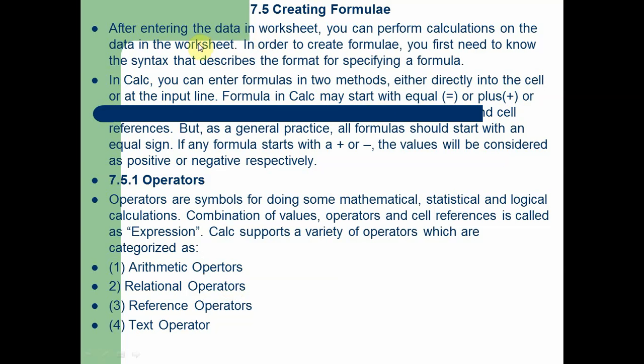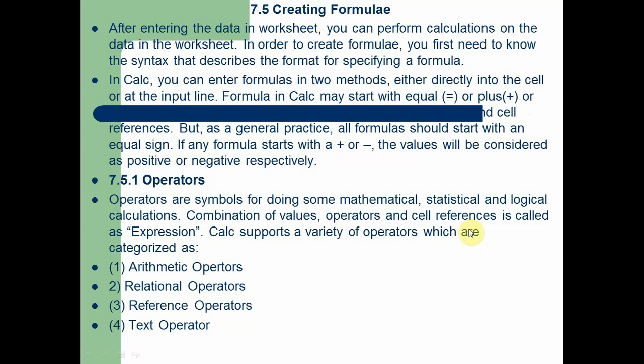For example, after entering data in a worksheet, you can perform calculations on the data. In order to create a formula, you first need to know the syntax. In OpenOffice Calc, each and every formula should begin with the equal sign or plus sign. After that you add the cell names as well as the operator. This is called an expression. Operators are symbols for doing some mathematical, statistical or logical operation. A combination of values, operators and cell references is called an expression.